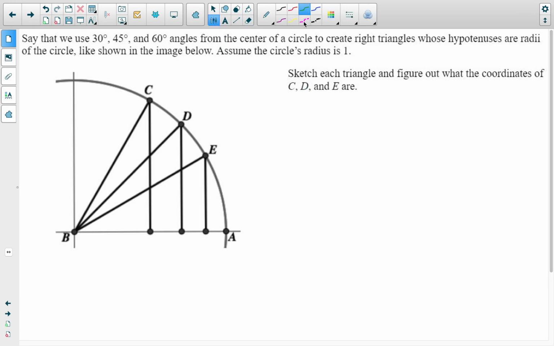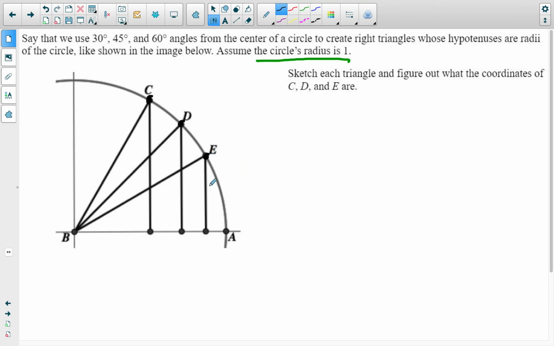Okay, what's different about this question is that we're going to assume the circle's radius is 1. So let's do a little bit of thinking. Let's sketch each triangle and figure out what the coordinates of C, D, and E are. So we're trying to figure out what are these missing coordinates.